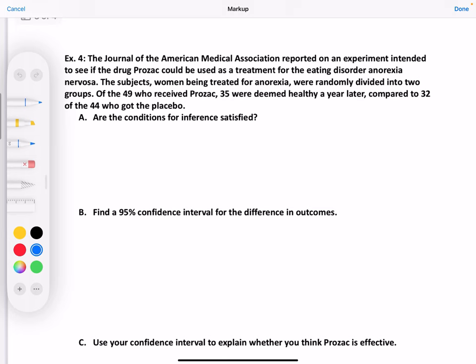All right, so the Journal of the American Medical Association reported on an experiment intended to see if the drug Prozac could be used as a treatment for an eating disorder, anorexia nervosa. The subjects, women being treated for anorexia, were randomly divided into 2 groups. Of the 49 who received Prozac, 35 were deemed healthy a year later, compared to the 32 of the 44 who got the placebo. So, are the conditions for inference satisfied? Yes, we're going to assume that they're met.